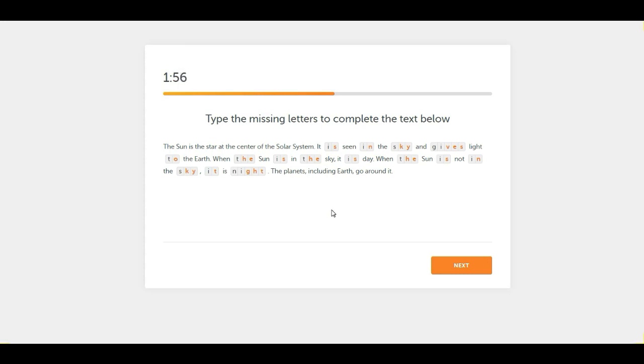Now you can see that the use of "the" is common over here, like 3 times it has been used. The word sky is also repeated. The word "is" is also repeated. Okay, "in" is also repeated. So these are the common words which you have to keep in your mind when you are solving such questions. So this was the one example. I hope you did understand it.